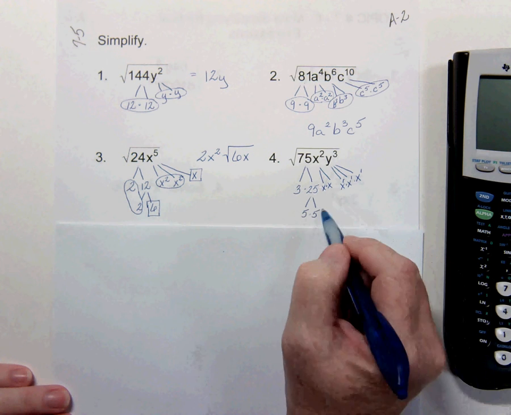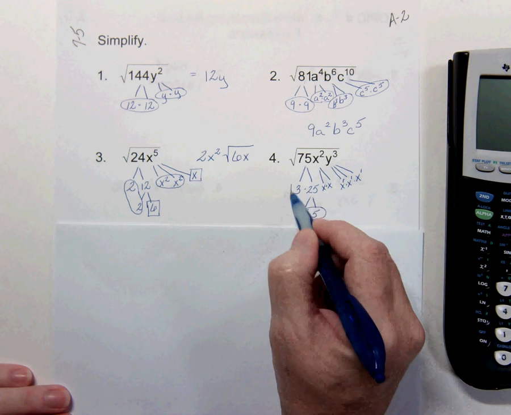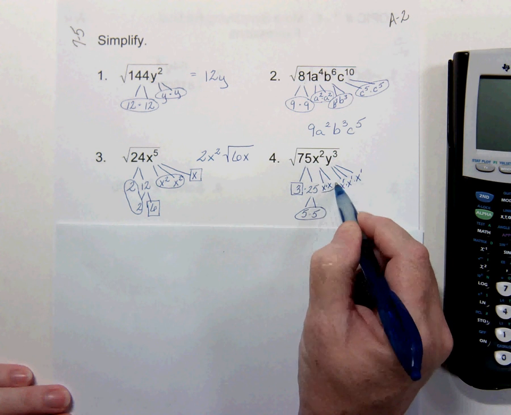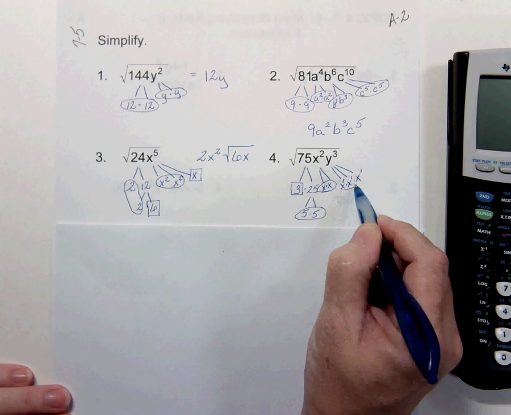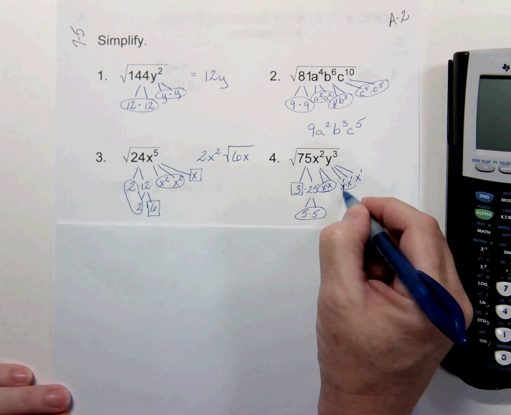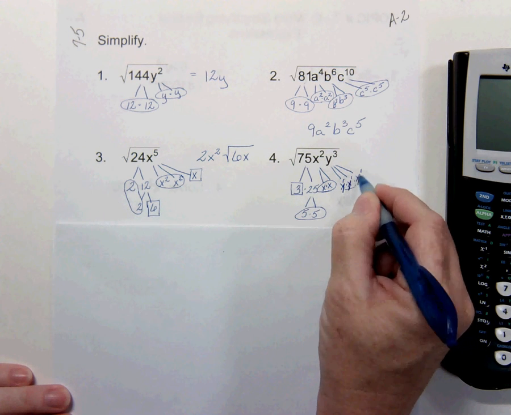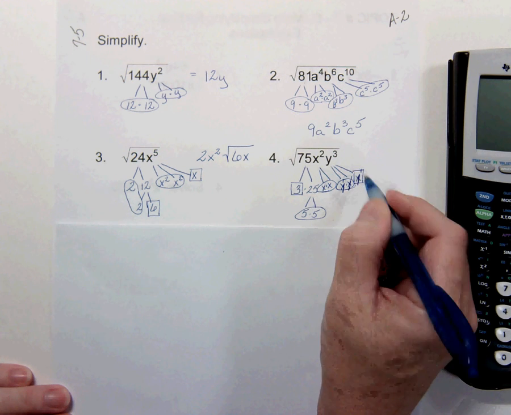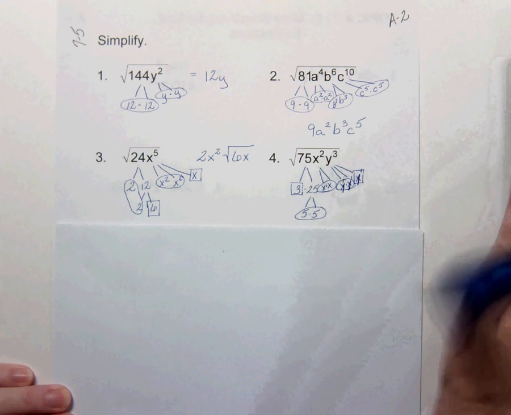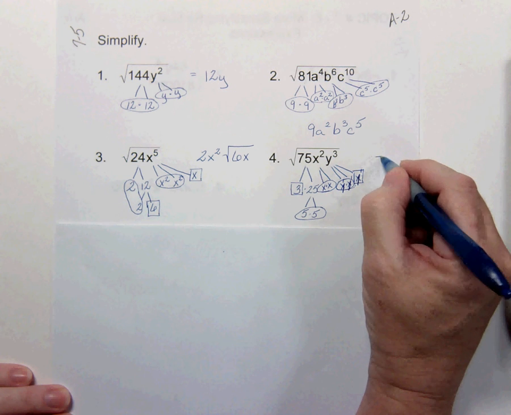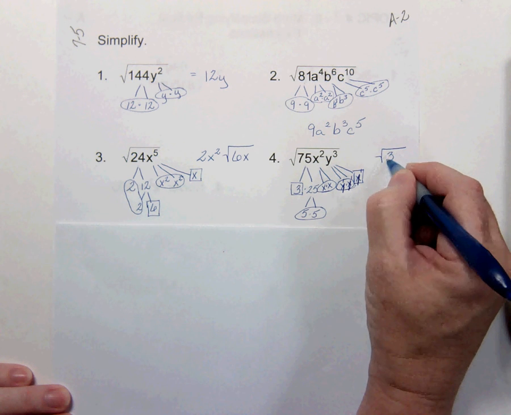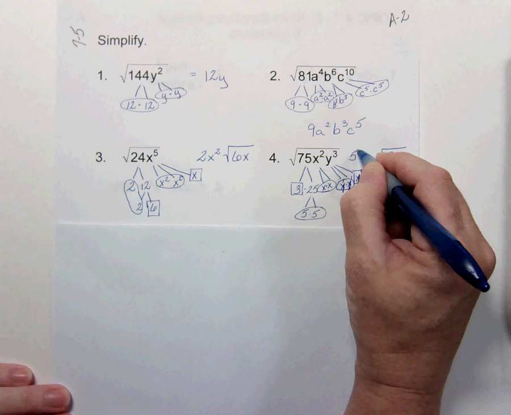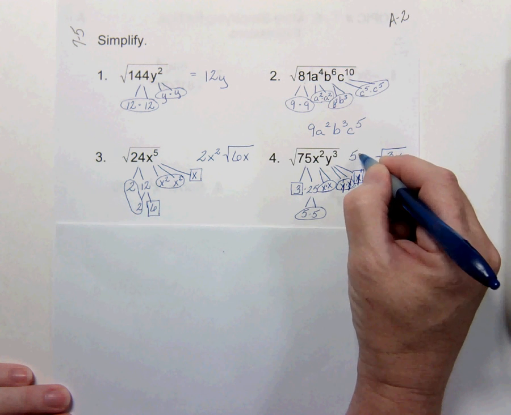We've got a pair of 5s over here. 3 stays outside. Underneath, you've got a pair of y's. Oops, those are supposed to be y's. You've got a pair of y's, but also an odd man out. So what stays under is a 3 and an x. What factors out will be a 5, an x, and a y.